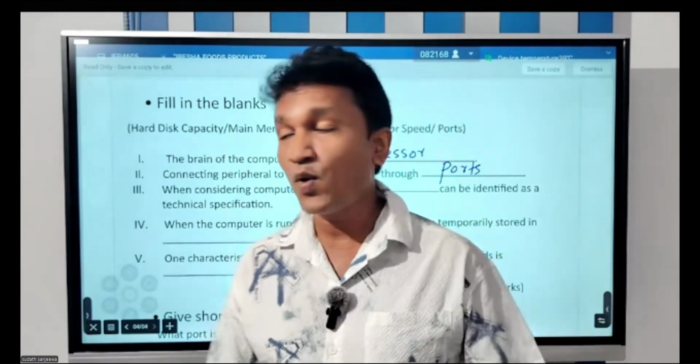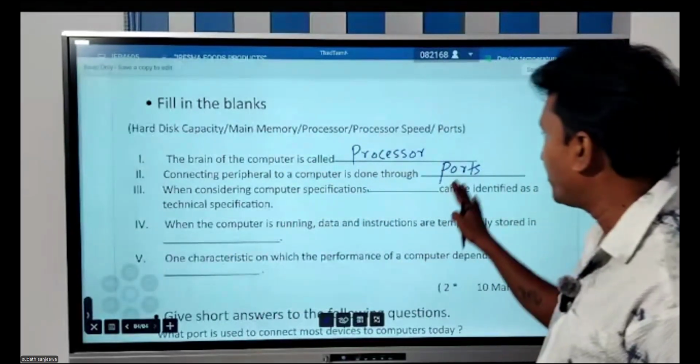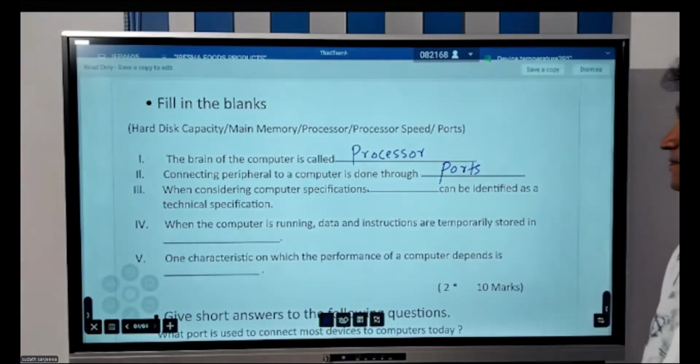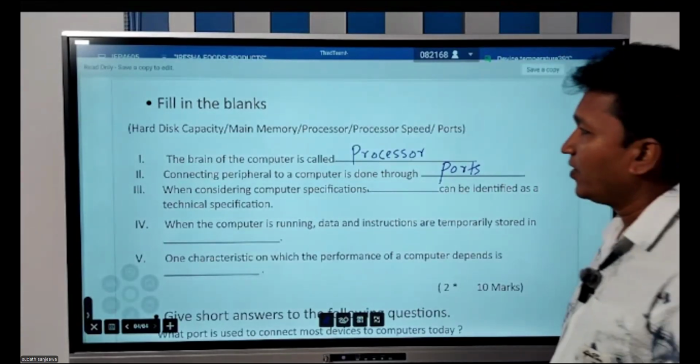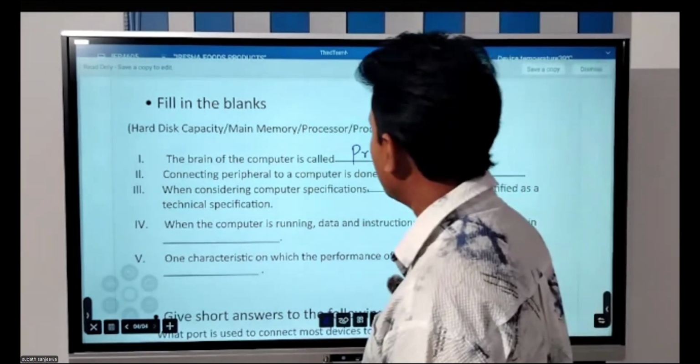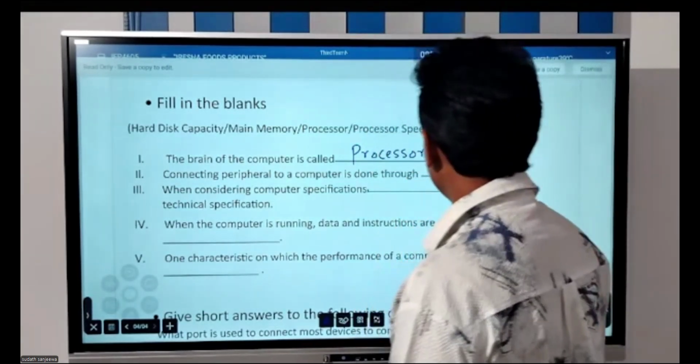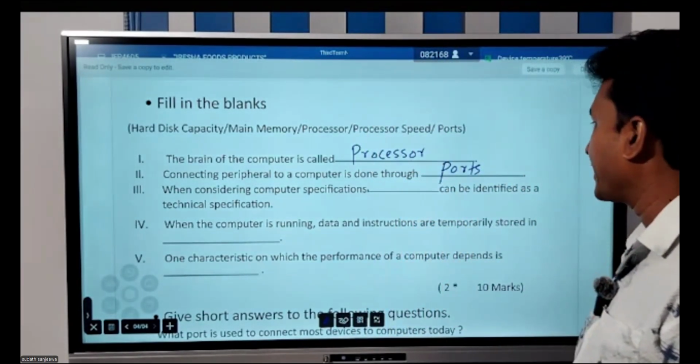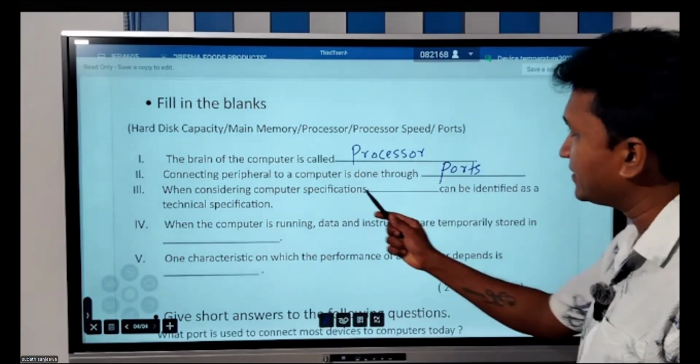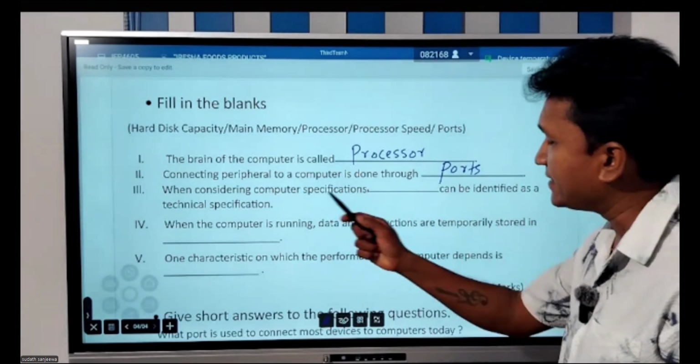When considering computer specifications, blank can be identified as a technical specification. What is the blank? This is a technical specification. What is that? Hard disk capacity.